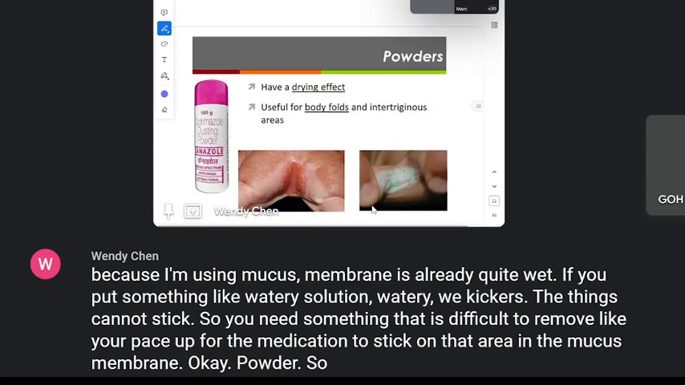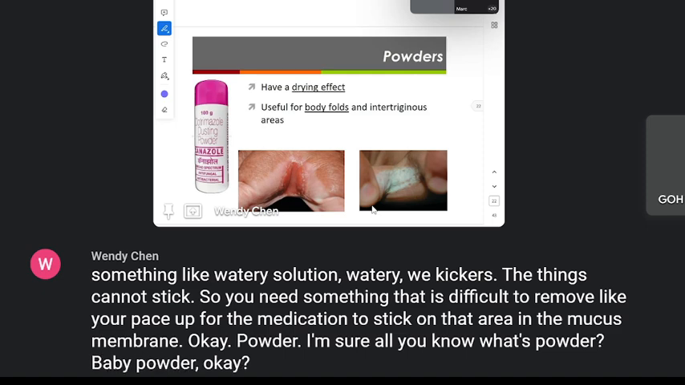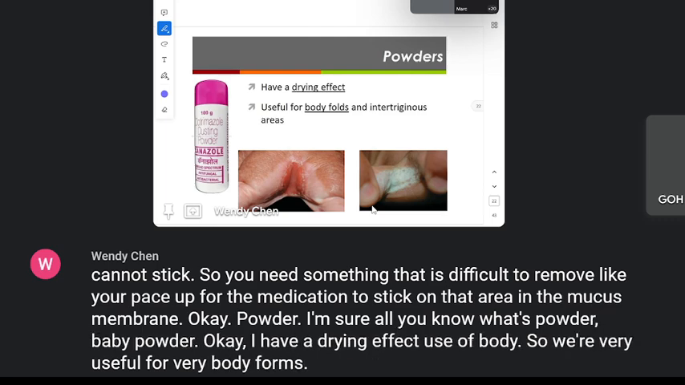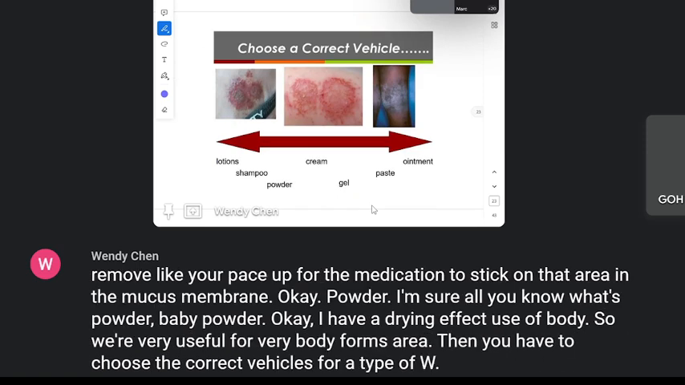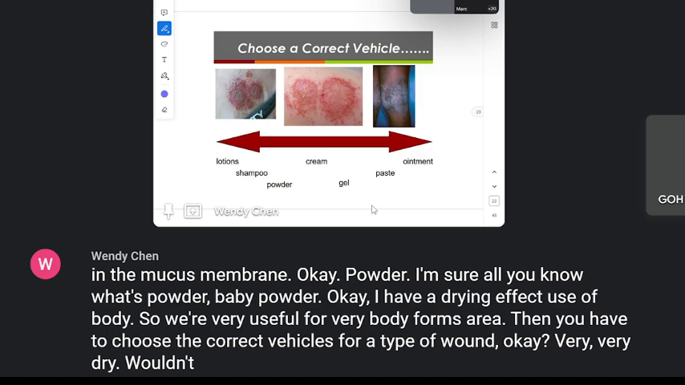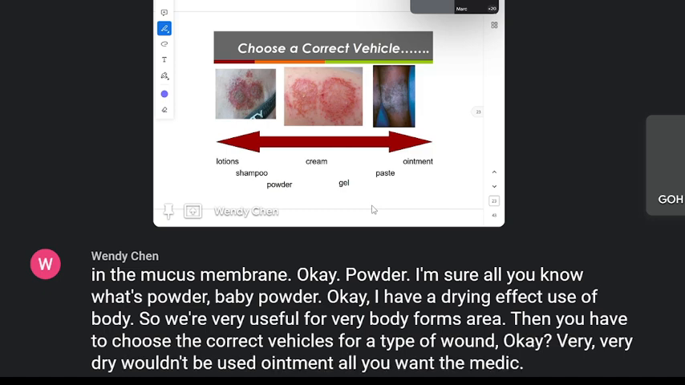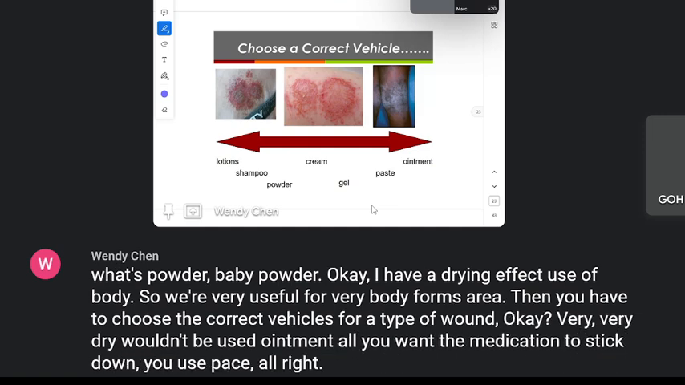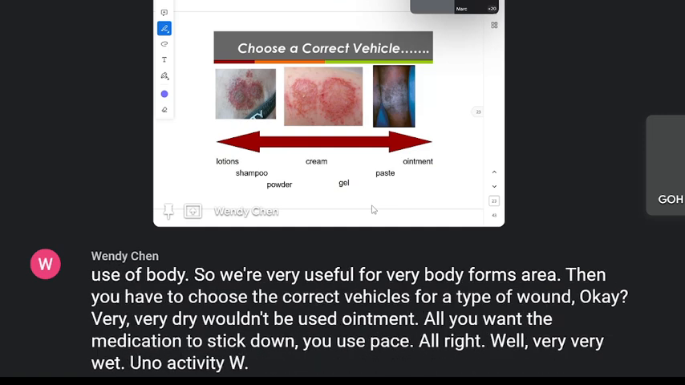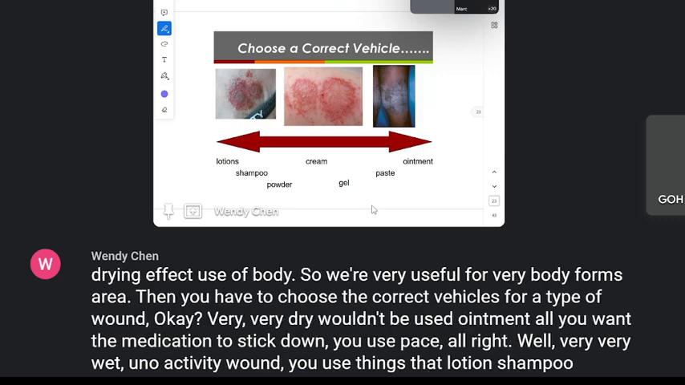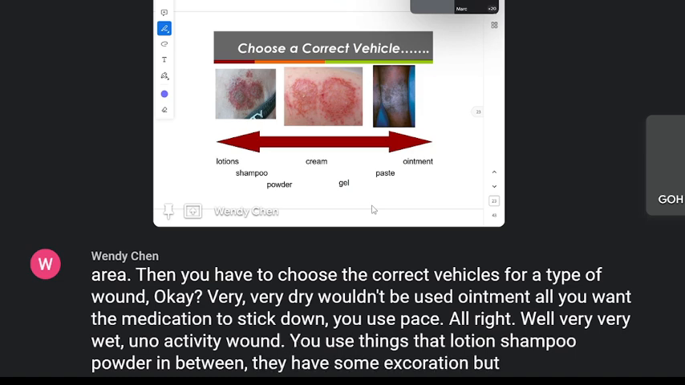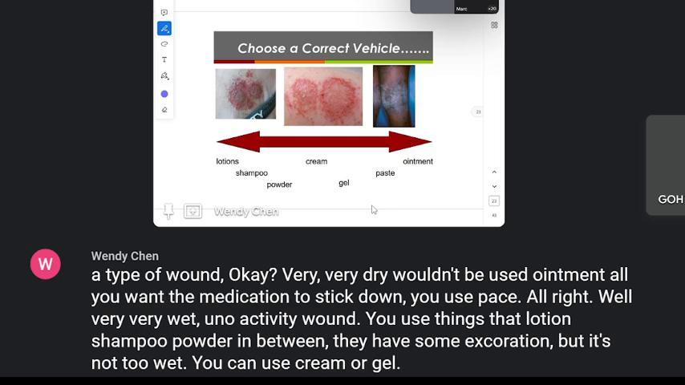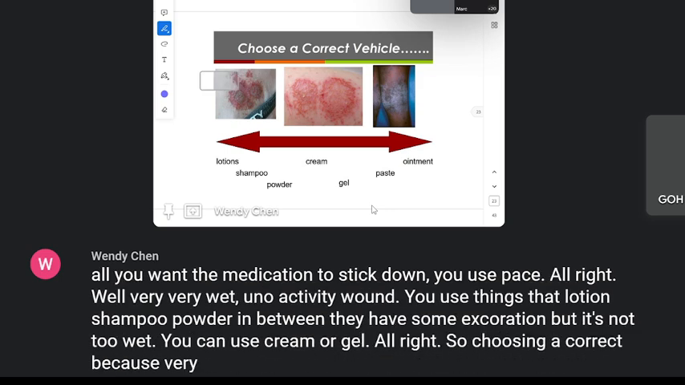Powder, I'm sure all of you know what powder is, baby powder. It has a drying effect, used for body folds areas, very useful for body folds areas. Then you have to choose the correct vehicle for the type of wound. Very, very dry wound, we use ointment, or if you want the medication to stick there, you use paste. While very, very wet wound or exudative wound, you use things like lotion, shampoo, powder. In between, if you have some excoriation but it's not too wet, you can use cream or gel. So choosing the correct vehicle is very important for wound healing.